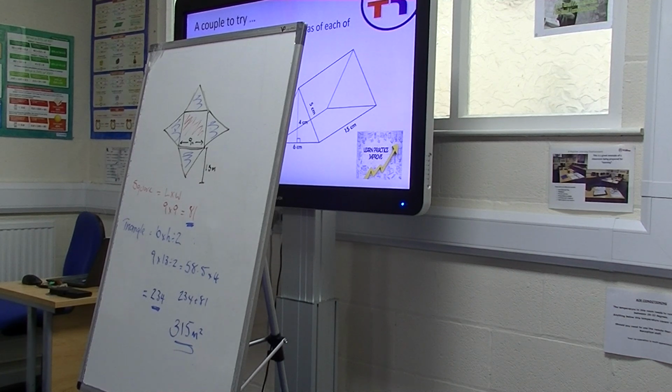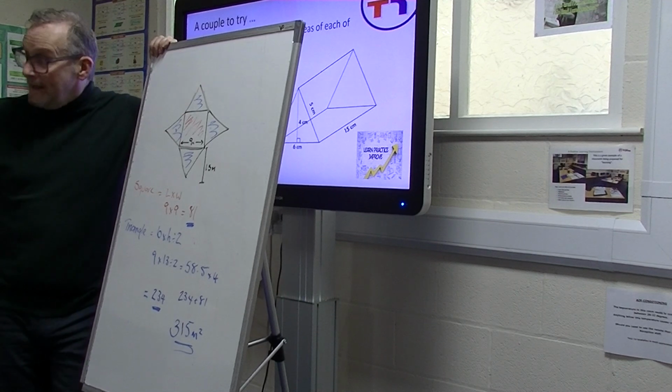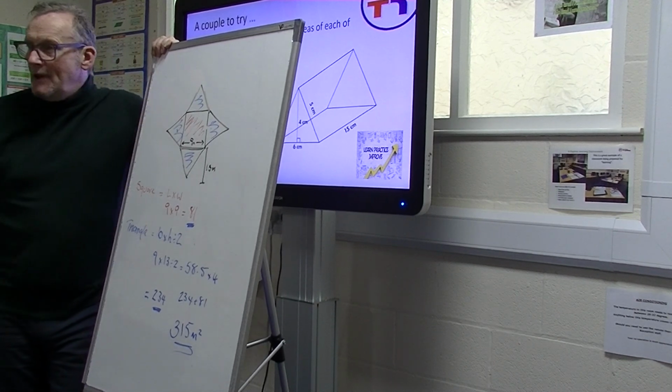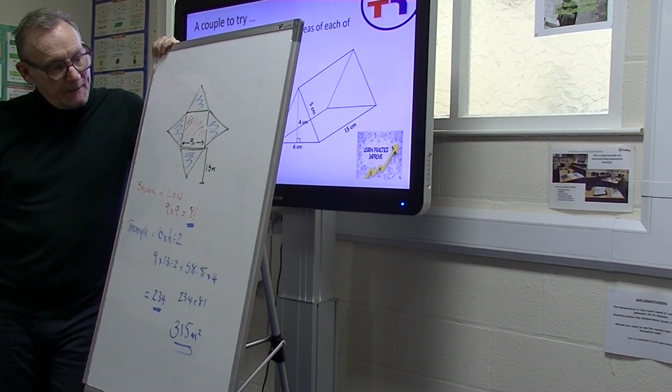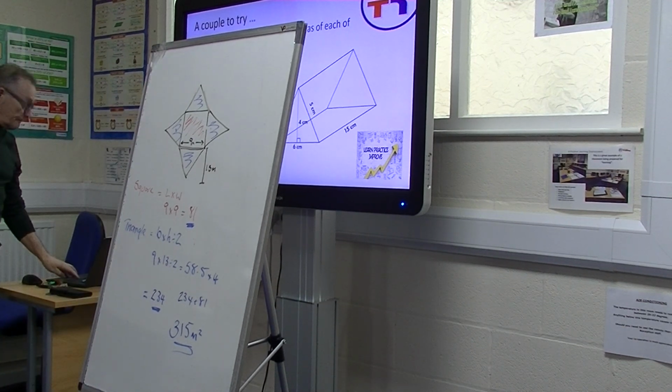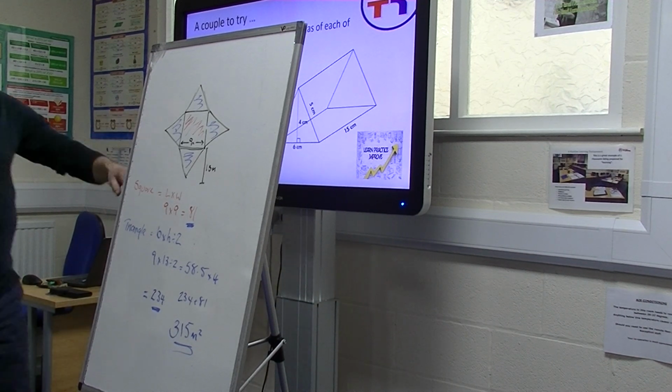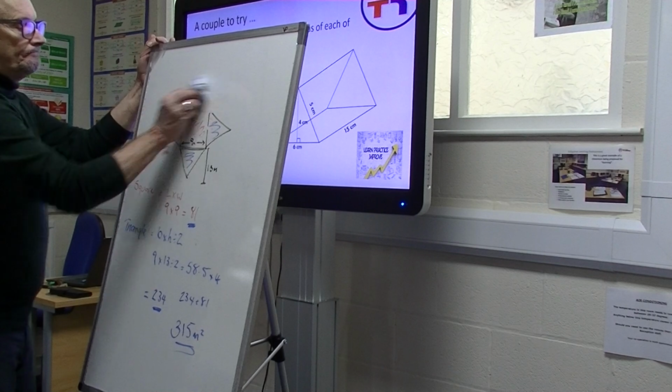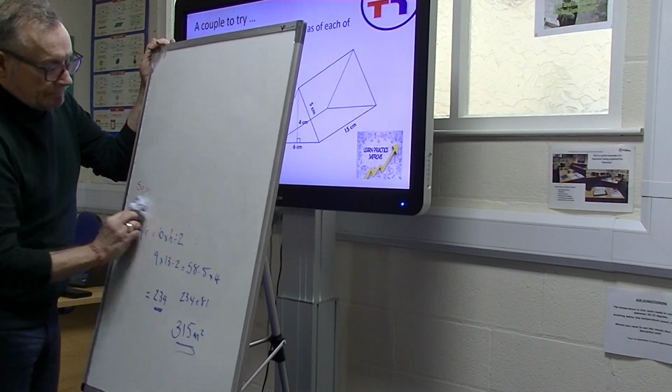So in effect, really, when it asks you to work out areas of nets, it's quite easy because they're relatively straightforward shapes. I'm not sure if the answer's on here. Let's have a look at this. 315. Yeah. Let's do the prism.